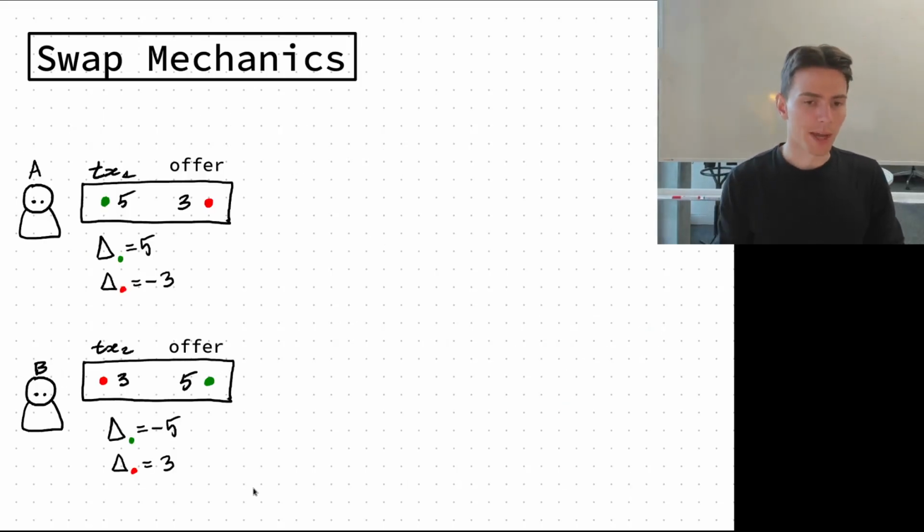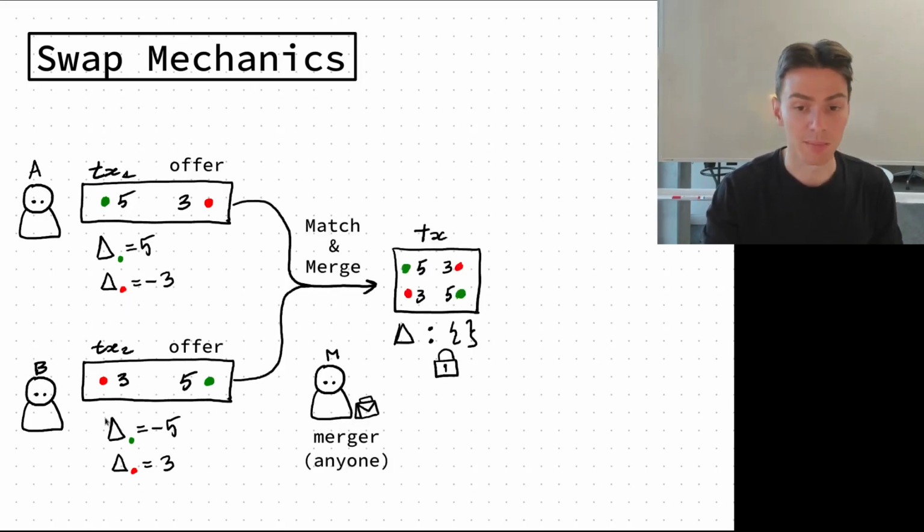So we get to the swap mechanics now, which is very important. How do we swap things in ZSwap? For example, A creates an offer. It's an unbalanced transaction from A to A. A wants to sell some green and receive some red, so it creates a transaction that has this public imbalance. B does the same but with the opposite values, for simplicity of the example.